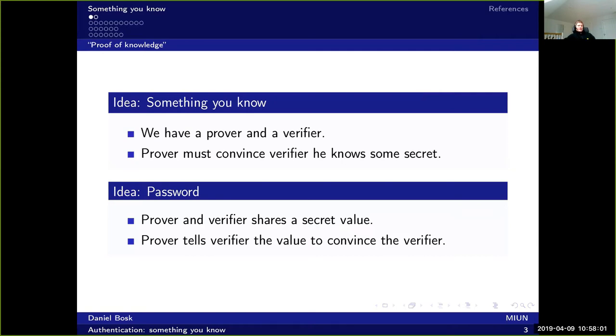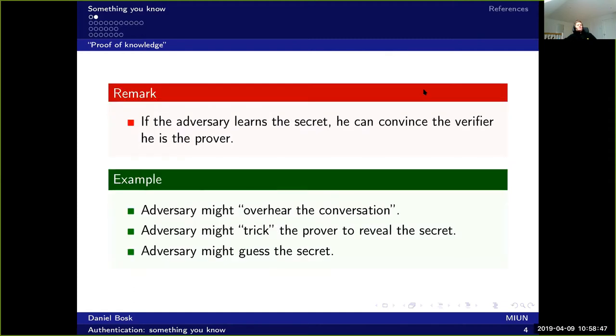So the idea of something you know is that we have this prover and this verifier, and the prover must convince the verifier that he knows some secret. And the classical approach to this is the password. In this case, the prover and the verifier share a secret value, and the prover simply tells the verifier the value, and then the verifier is convinced that, okay, yes, he told me the correct secret, so he must be who he claims to be. For instance, Bob in this case. If the adversary would happen to learn this secret, he can convince the verifier that he is the prover. And this is, of course, not particularly good.